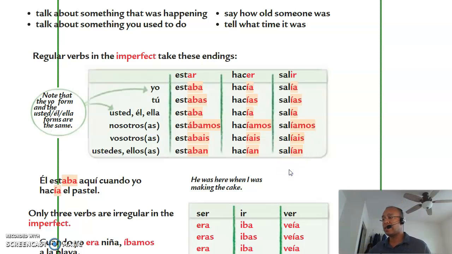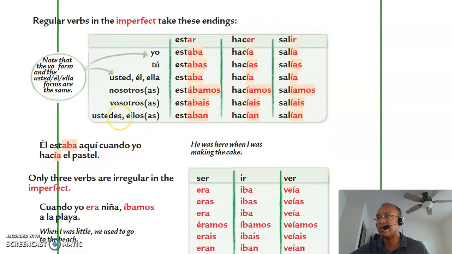Okay, so these are the regular verbs. What you have to remember is that the yo, usted, él, and ella share the same endings. For AR verbs it will be aba. For ER verbs it will be ía. Ía for IR verbs as well. And notice usted, él, and ella also share the same endings here. Just remember that. Now, let's use these rules in context.